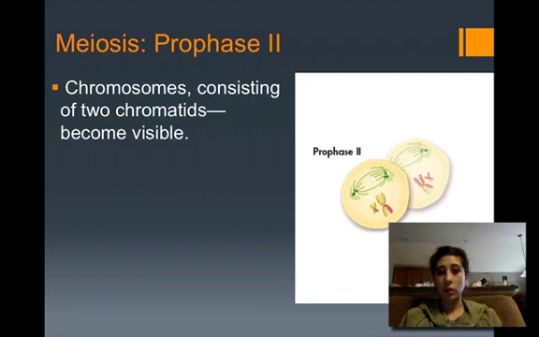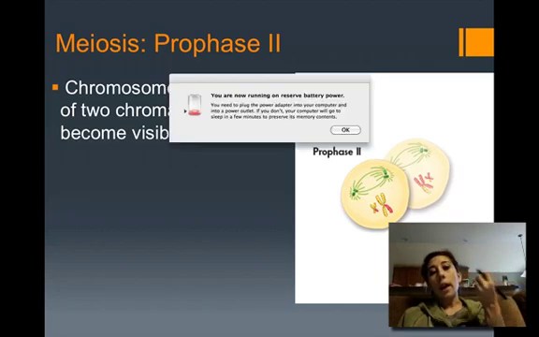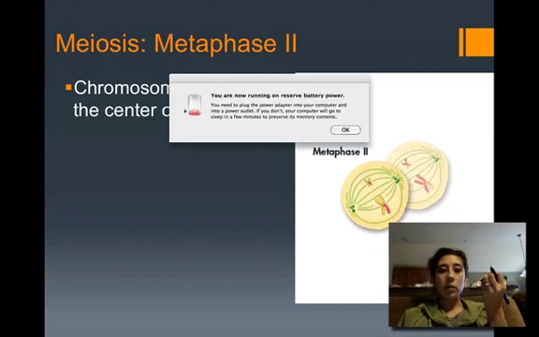So prophase 2, now it starts to look pretty much just like mitosis. The chromosomes that have the chromatids become invisible.